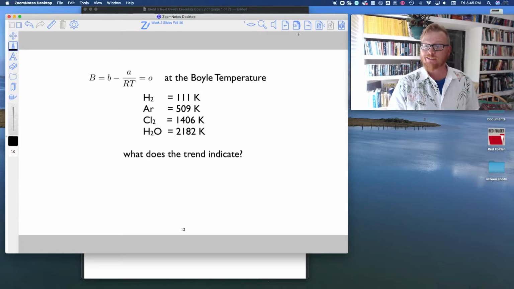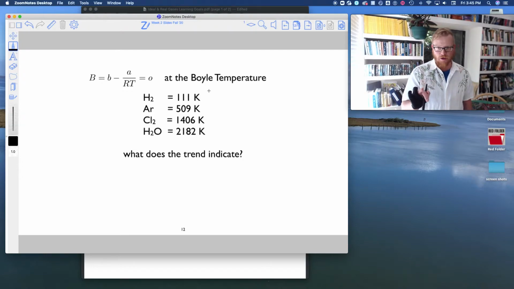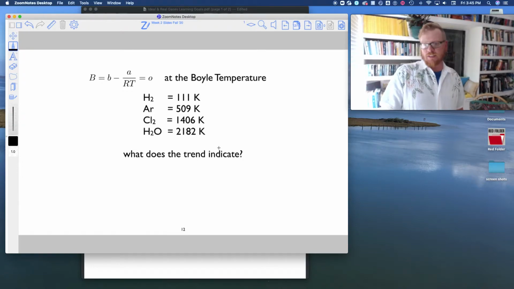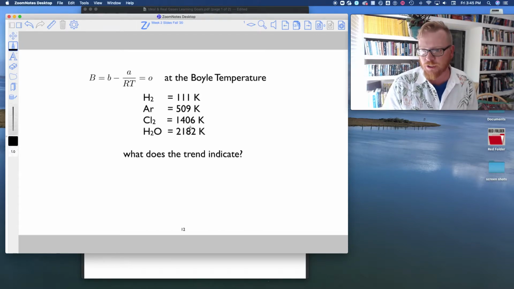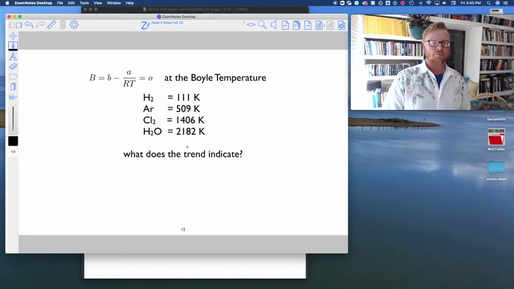Here they are. Did you pause it? Did you have enough time? I hope you did. And honestly, folks, if the numbers you get here are off by, you know, 1 degree or something like that, don't worry about it. Maybe it was the sig figs you used. Maybe I just straight up put the wrong numbers in my calculator. But these, I know within about 1 degree, you should get these. So when I put them in increasing order, hydrogen, argon, chlorine, water, what does this trend indicate?